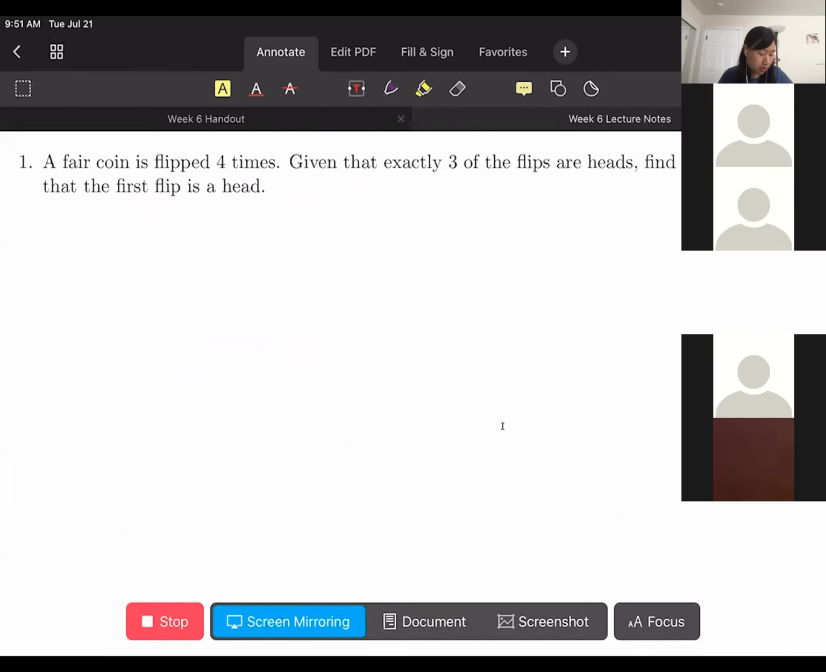So how might you all do this one? Any thoughts? Well, first you can start by finding out the total number of sequences of four flips of the coin that have 3 heads. That would be 4 choose 3, so 4. And then how many have heads starting?